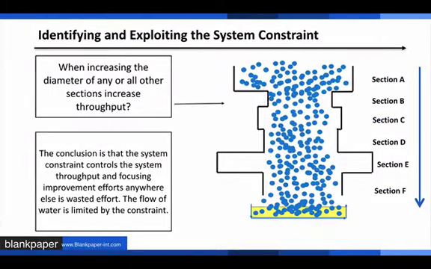So when increasing the diameter of any or all other sections, will we increase the throughput? We will only increase the throughput to the rate at which the throughput goes through the narrowest section, in this case section B. And focusing any improvement efforts on areas like section E will not actually help us, and is in fact wasted effort. And this is meant to represent often what we'd see in business improvement efforts in companies. They will go and try and implement improvements across a wide range of projects, and a lot of them are ineffective if they are not focused on the bottleneck. The bottleneck or the constraint of the process is what is key.